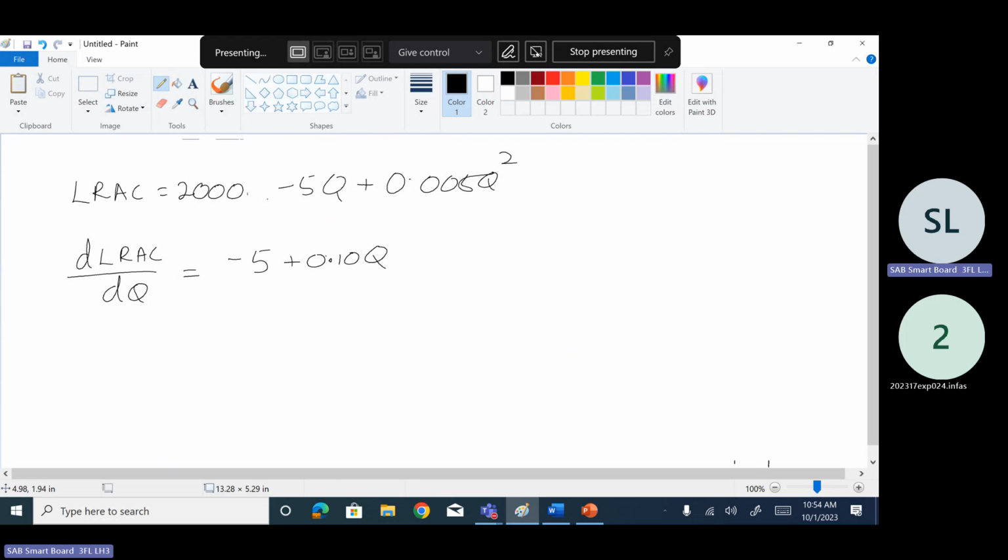0.01, 0.01. Okay. Point 0.01, right? Is it correct?